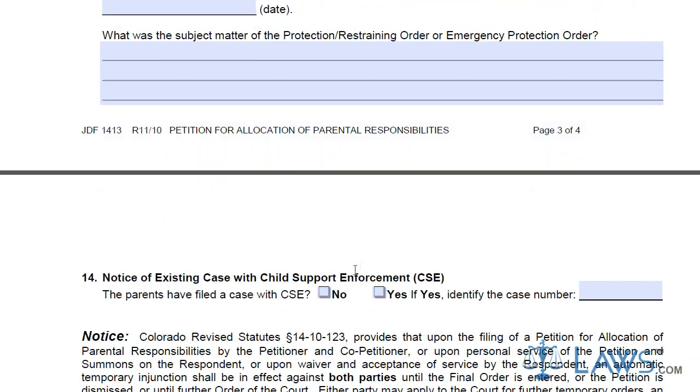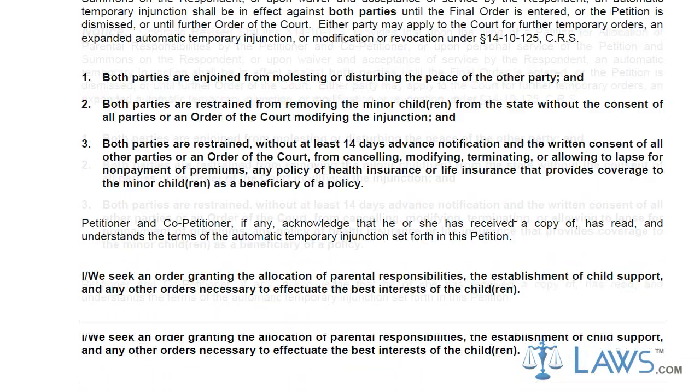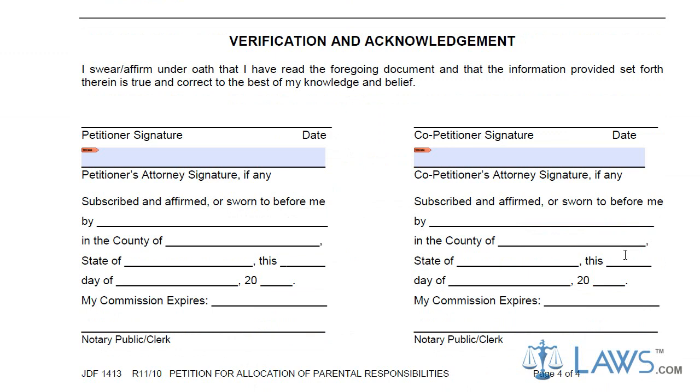Complete the form by certifying the petition with both parties providing their signatures and contact information. A notary is required to complete the form.